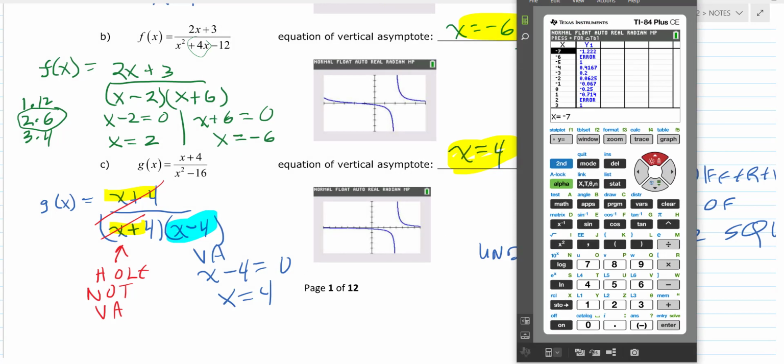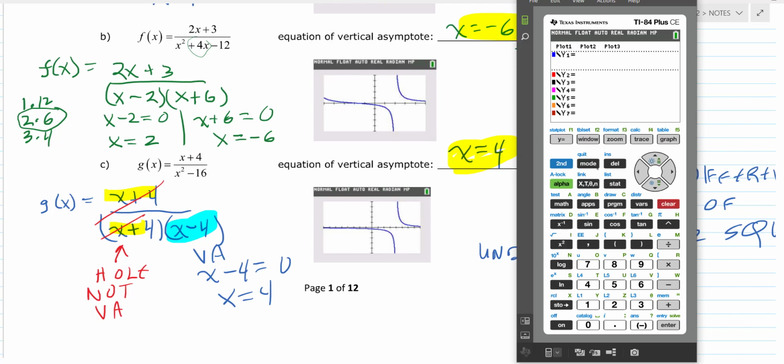So this one's also worth looking at on the graphing calculator. So I'm going to throw this in real quick. I got x plus 4, divide by, then I'll put in x squared minus 16.